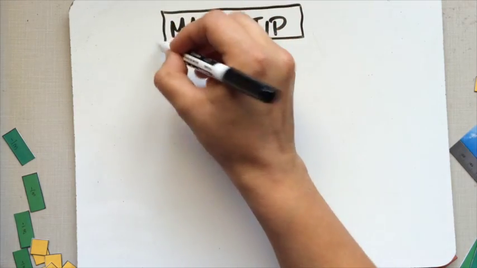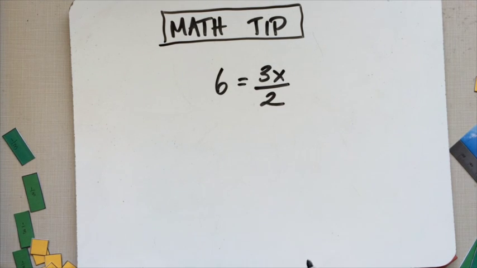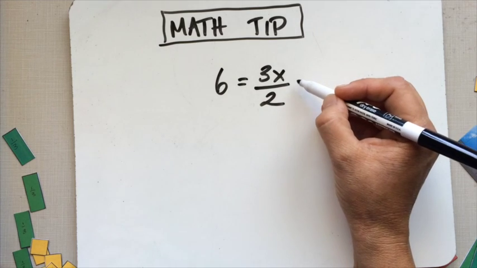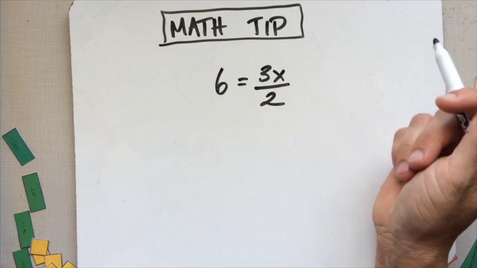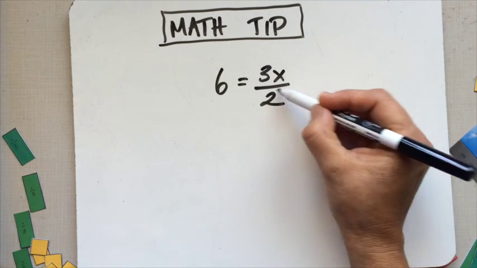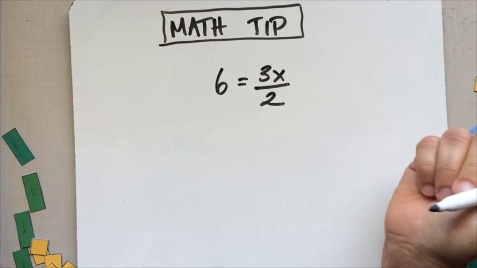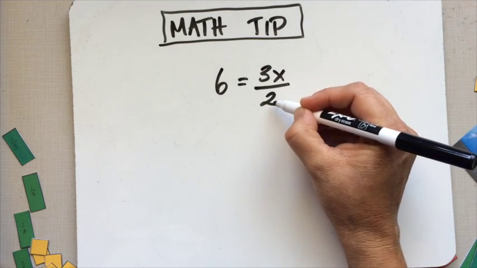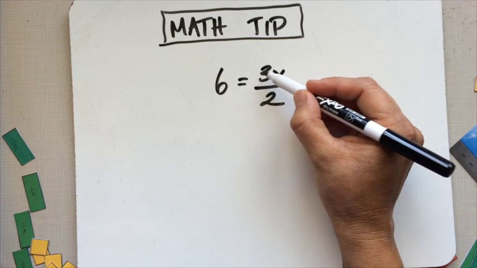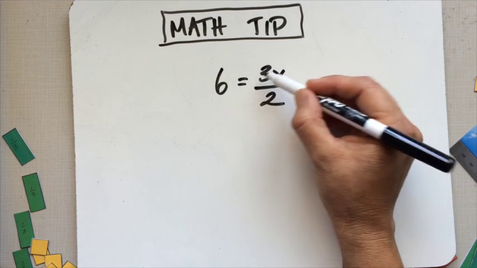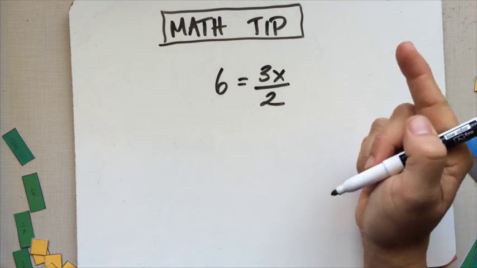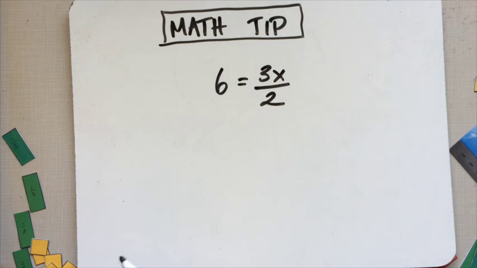Here's a math tip for you. This is kind of a shortcut. I'm not a big fan of shortcuts, but you're probably going to see this in your math class. I like to do this in 2 steps until you're really comfortable with it. Think about multiplying both sides by 2 to get rid of the 2 in the denominator that's being divided, and divide both sides by 3 because 3 is being multiplied times x. But you can do both at the same time.